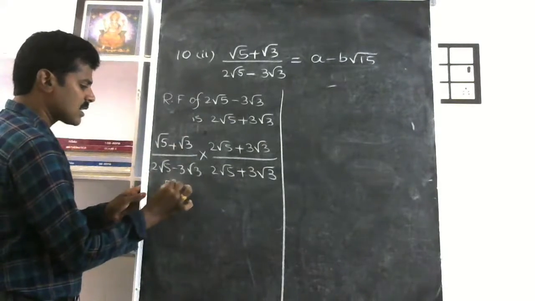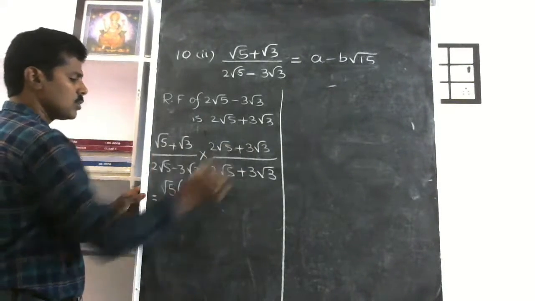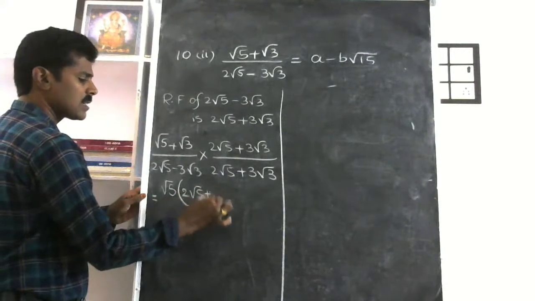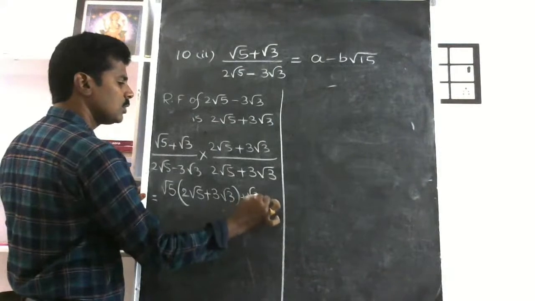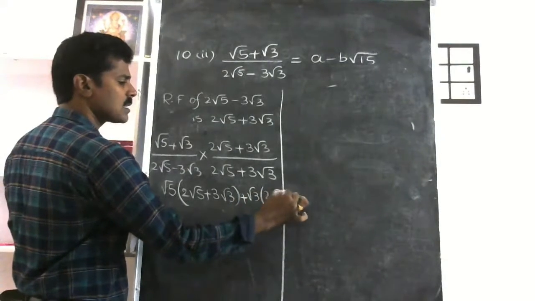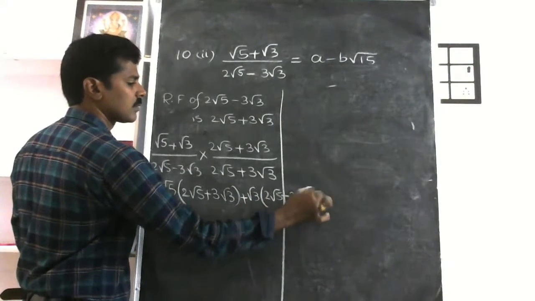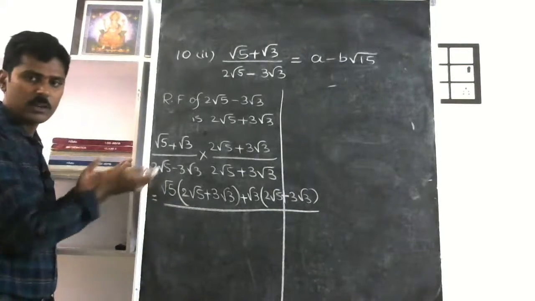Observe here. First I have to multiply root 5 into (2 root 5 plus 3 root 3) plus root 3 into (2 root 5 plus 3 root 3), whole divided by the denominator.